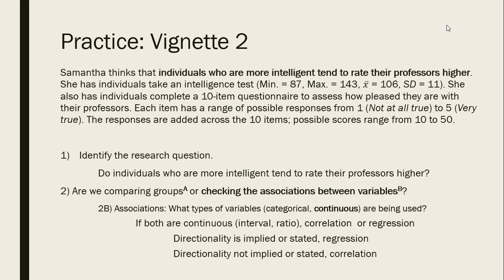And to determine, should we do a correlation? Should we do a regression? Our last question is about the directionality. Samantha thinks that individuals who are more intelligent tend to rate their professors more highly. And so we do have this directionality. And because of that, it would probably be more appropriate for Samantha to do a bivariate regression. And the only difference between bivariate and multivariate is the number of variables that we have. With bivariate, like a bicycle has 2 tires, we have 2 variables, and we're looking to see how they're associated. How does one predict the other in a regression?